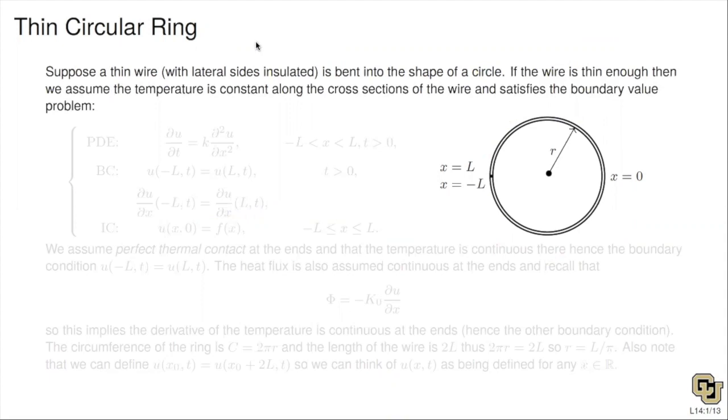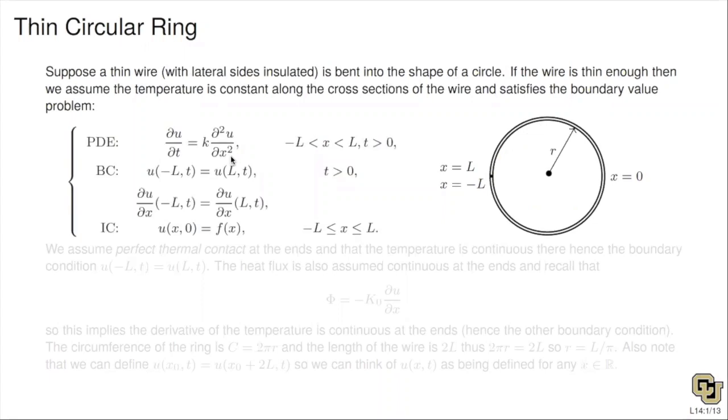So the cross section of the metal, we assume that, for this 1D model, the temperature is constant across the cross section. We're only expecting temperature variation along the thin wire. So maybe one portion might be hotter than another portion.